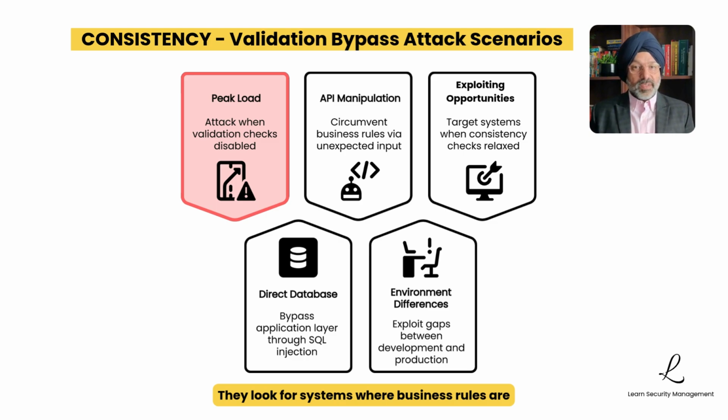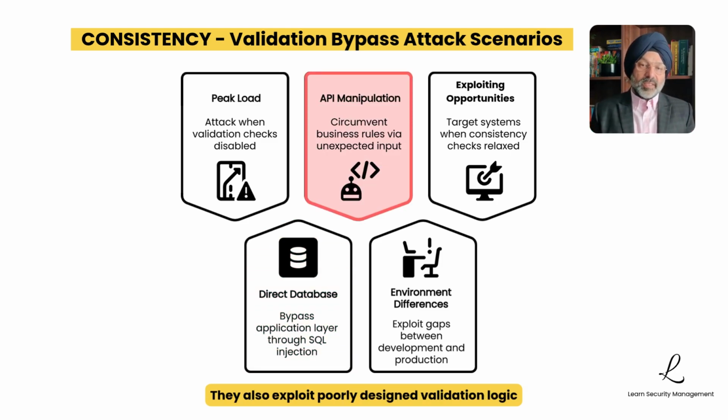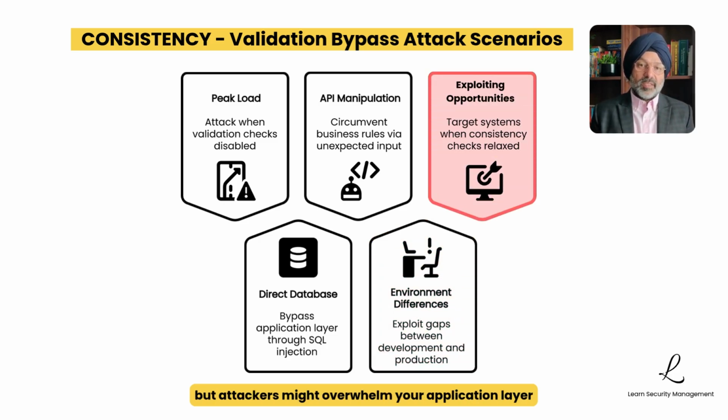They look for systems where business rules are only enforced at the application level, then find ways to bypass the application and access the database directly through SQL injection or API manipulation. They also exploit poorly designed validation logic that can be circumvented through unexpected input combinations or by exploiting differences between development and production environments. Your database enforces basic rules like unique emails, but attackers might overwhelm your application layer during peak traffic to bypass business logic validation.